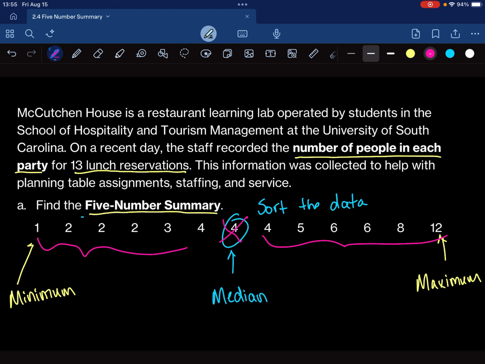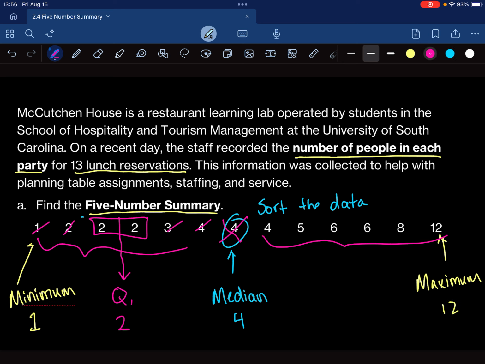So I'm going to find the median of this bottom half. So 1 and 4 are gone, 2 and 3 are gone. I have 2 numbers in the middle. So what I'm going to do is draw a line down the middle, and that's going to be my Q1. That's going to be my first quartile. Notice if I add up 2 and 2 and divide by 2, we still get the number 2. So our minimum is 1, our Q1 is 2, our median is 4, our maximum is 12.